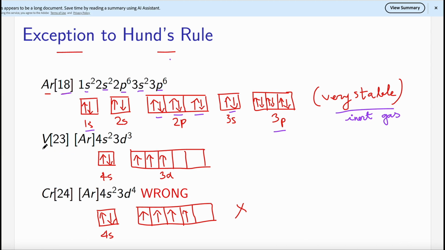Next we go to the element which is just before chromium. It's denoted by V and it has 23 electrons. So what is the electronic configuration of V? V has 23 electrons, so we will just use shorthand notation here. Till here it's the electronic configuration of argon, which we have already written down. After that it is 4s2 and then 3d3.